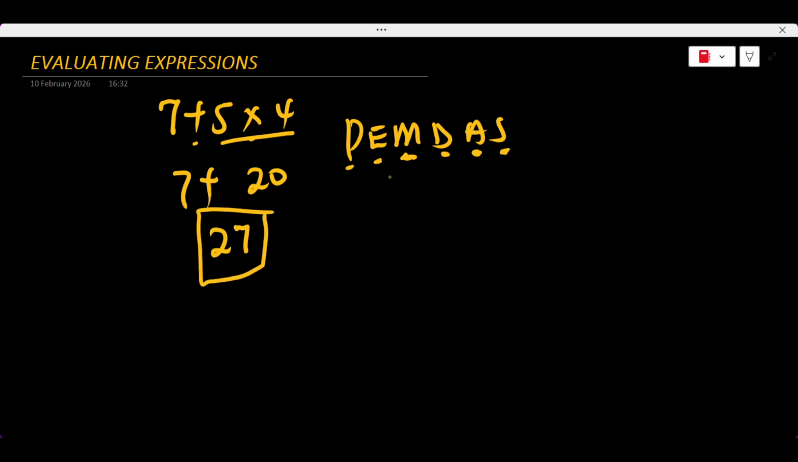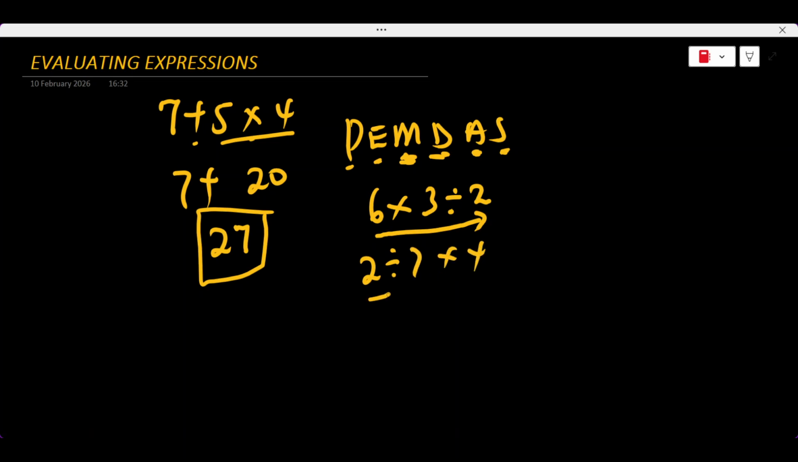Now, I want you to understand that anytime we have multiplication and division following each other in an expression, we solve it from left to right. What I mean is that when we have 6 times 3 divided by 2, you should solve it from left to right. Likewise, if we have 2 divided by 7 times 4, we should solve it from where? Left to right. In the same manner, if we have addition and subtraction following each other in this format, we solve it from left to right.